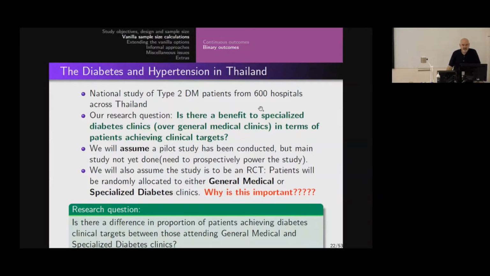So we were going to assume that a pilot study has been conducted, but the main study has not been done. So in other words, we need to prospectively power this study. And by the way, yes, we're going to use 600 hospitals. It's a huge study, okay? We will assume that the study is to be an RCT. Patients will be randomly allocated to either general medical clinics or specialized diabetes clinics. Why is this important, that patients be randomized? I just want to check you've been listening.